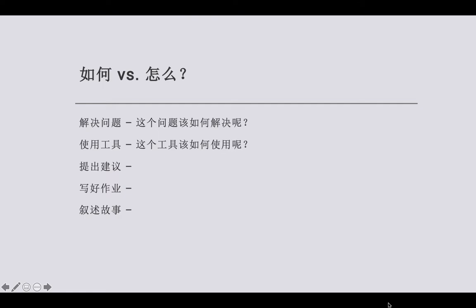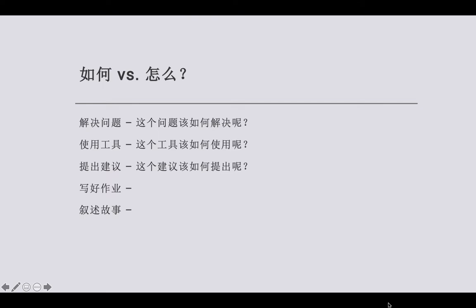This next one, 提出建议, propose a suggestion. 提出 is propose, 建议 is suggestion, 提出建议 means propose a suggestion. So how to propose this suggestion? In Chinese, it should be, right, I think you all got it. So 这个建议该如何提出呢?